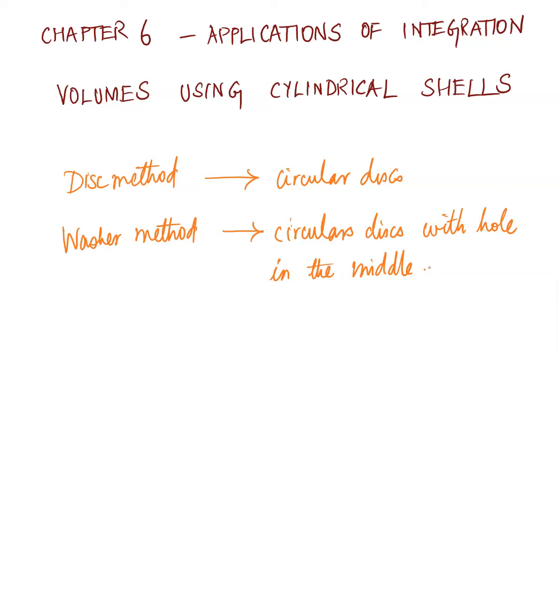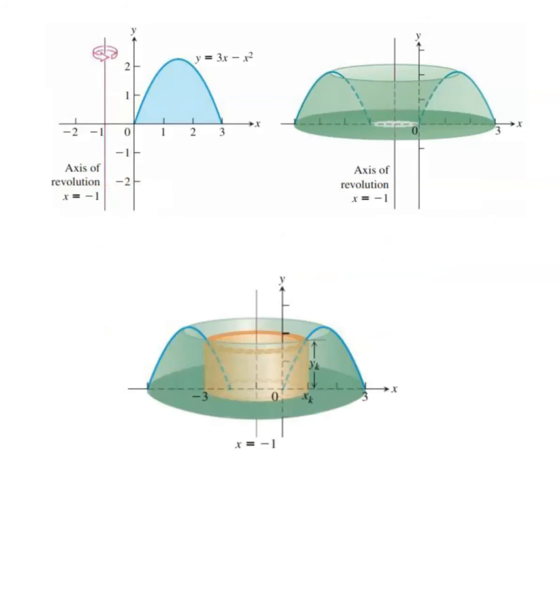Now we look at cylindrical shells. So we call this the shell method. And if you did the cross-section, you get cylinders. And a cylinder is a known shape, so we can use the formula related to cylinder. Let's walk through these images.